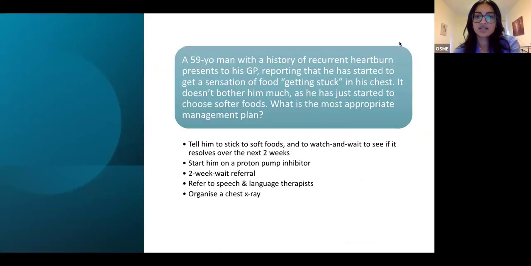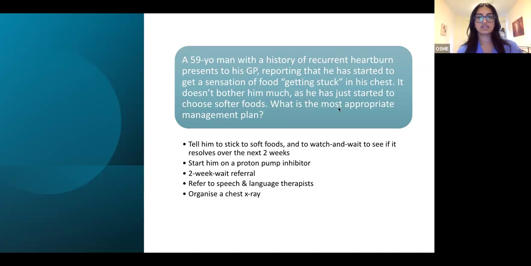So to get you thinking about that, here is a question. So in this case, we have a 59-year-old man who has a history of recurrent heartburn, and he presents to his GP reporting that he started to get a sensation of food getting stuck in his chest. It doesn't bother him that much as he's just started to choose softer foods. What is the most appropriate management plan?